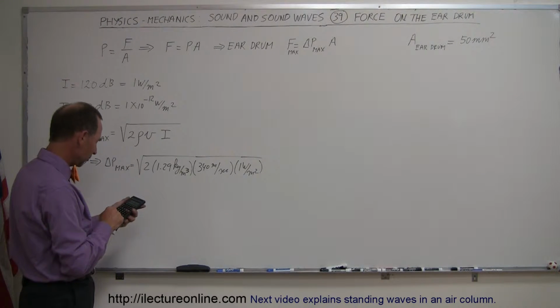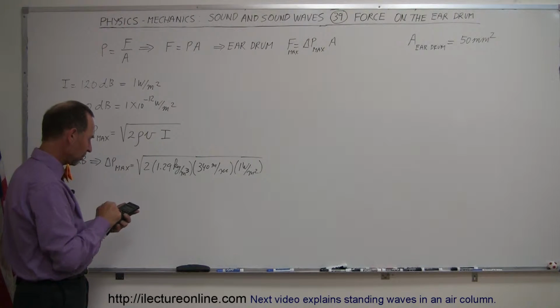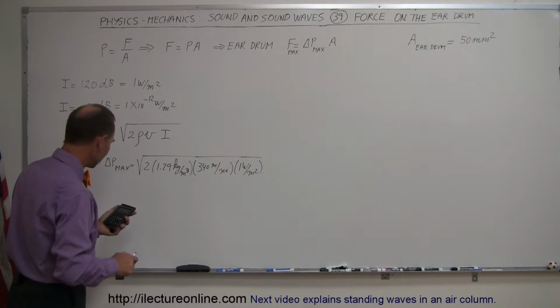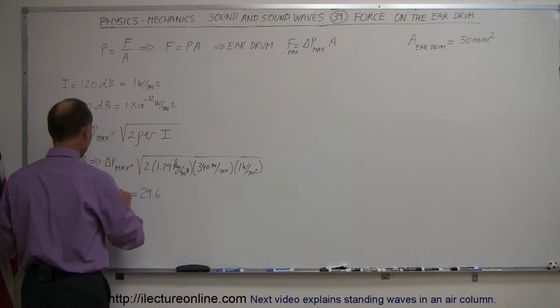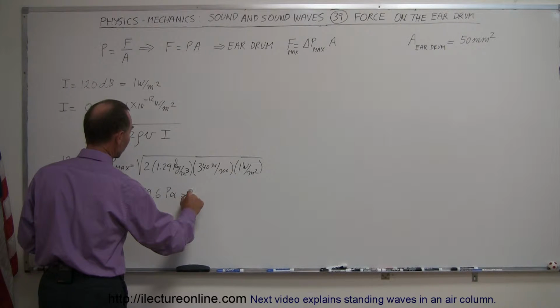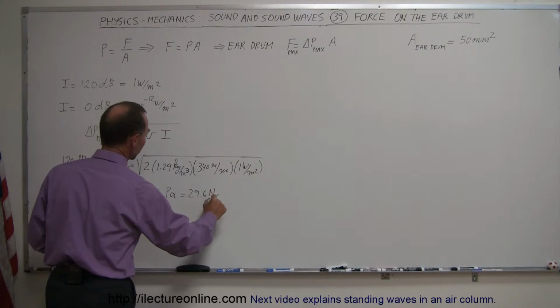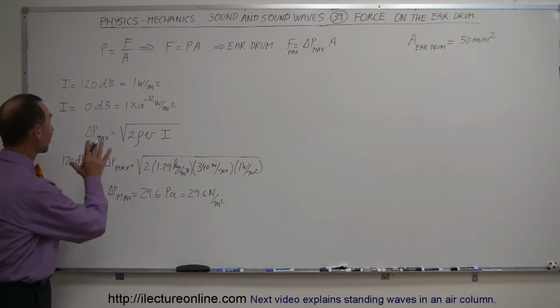Anyway, multiplying this, we get 2 times 1.29 times 340 times 1, and take the square root of that, we get 29.6. And of course the units, this is pressure, delta P max, that's equal to pascals, or 29.6 newtons per square meter. That's quite a lot of pressure difference caused by a very loud sound.